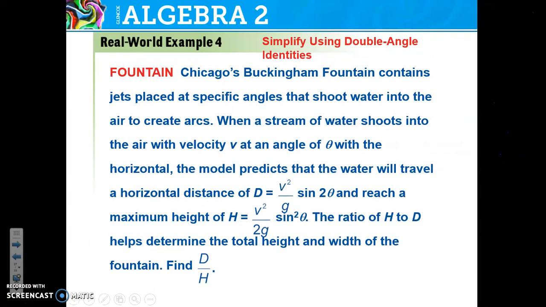All right, we're going to back up to example 4 just real quickly. We're not going to go through the whole thing, but notice here that they're talking about a fountain in Chicago that has jets placed at specific angles to shoot into the air and create different arcs. When a stream of water shoots into the air with a velocity v at an angle of theta with the horizontal, the model predicts that the water will travel a horizontal distance d of v squared over g times the sine of 2 theta, and its maximum height will be v squared over 2 times g times the sine squared of theta. The ratio of h to d, that means h over d, helps determine the total height and width. They actually want you to find d over h.